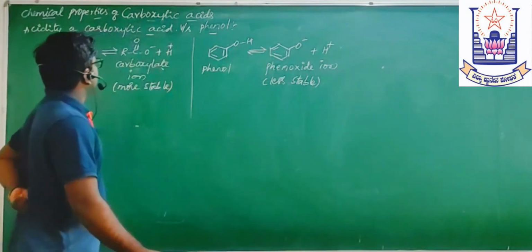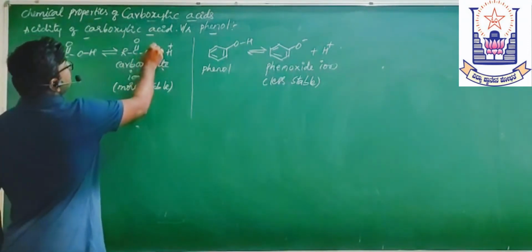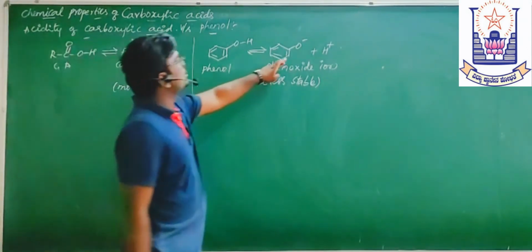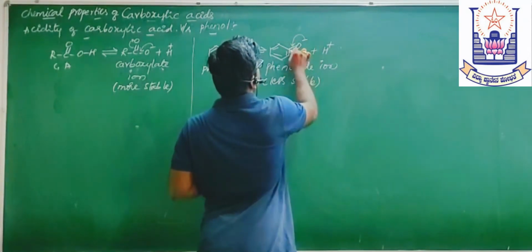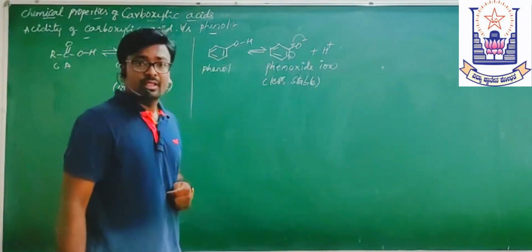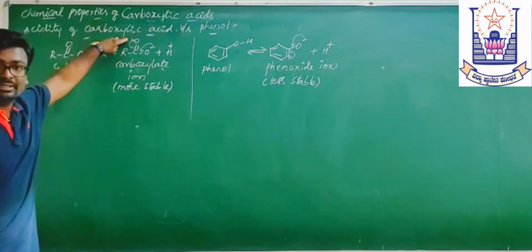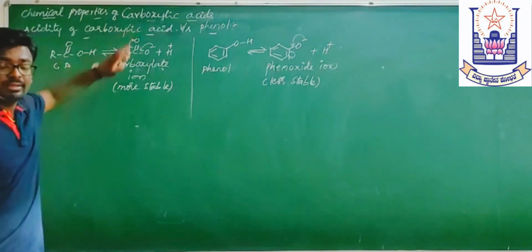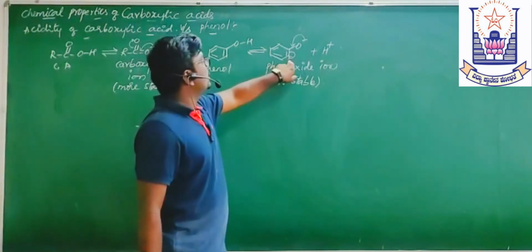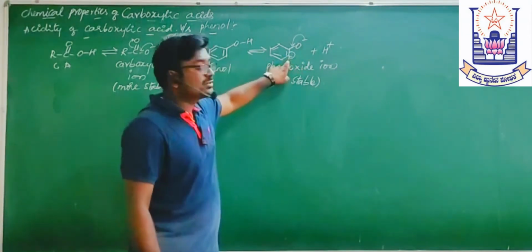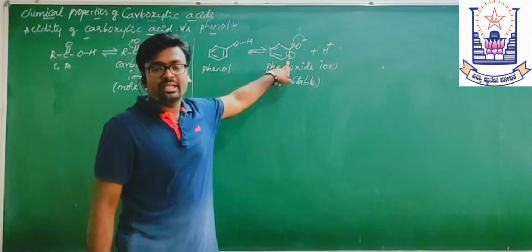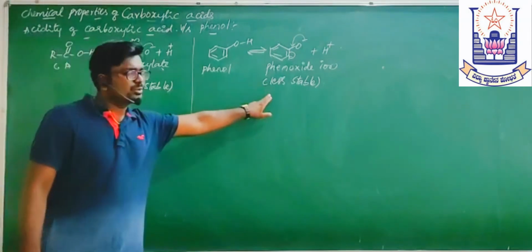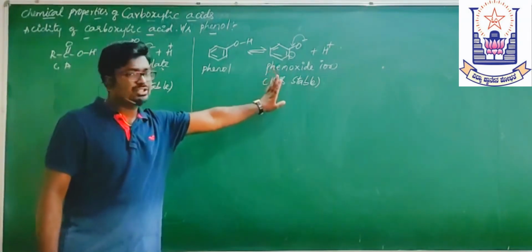Why? Here, this negative charge is balanced with conjugation. Here, the negative charge is also balanced with the conjugation. But this resonance involves the negative charge being present on the oxygen atom only. But here, the negative charge is present on the oxygen as well as on the carbon atoms. That is why this fails to maintain the negative charge.